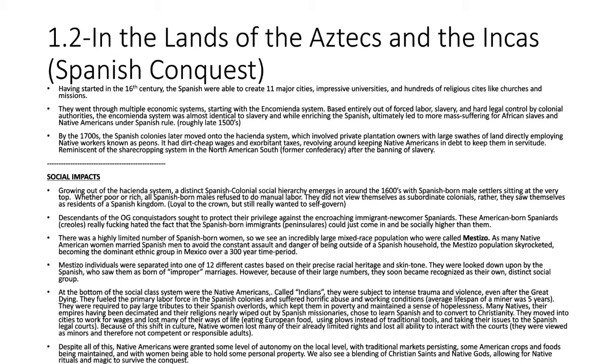They were also required to pay large tributes, much like the Chinese tributary system, to their Spanish overlords. And this was made to keep them in poverty. It means that if they were somehow able to accumulate wealth, they would have all of that wealth immediately stripped from them via the tributary system.